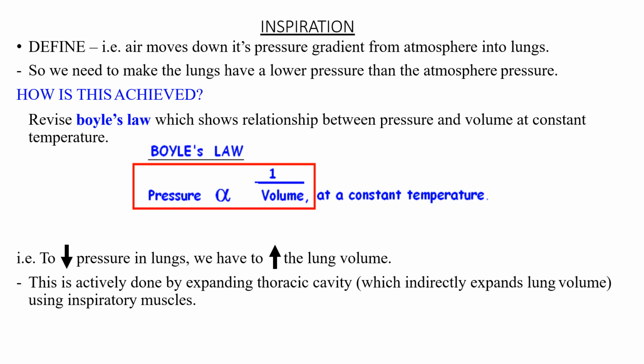So you need to revise Boyle's law from your intermediate, which shows the relationship between pressure and volume at constant temperature. So pressure is inversely proportional to volume at constant temperature. So to decrease the pressure in the lungs, we have to increase the lung volume. This is actively done by expanding the thoracic cavity, which indirectly expands the lung volume using inspiratory muscles.